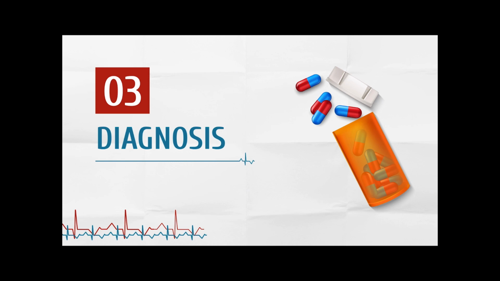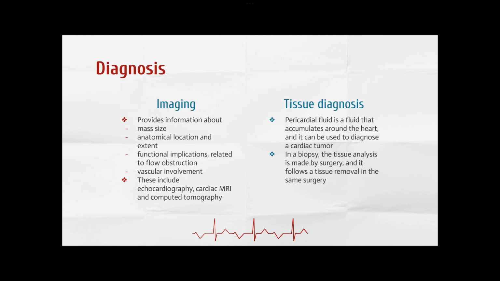So there are two main ways you can diagnose heart cancer, which are imaging and then tissue diagnosis. So imaging provides information about mass size, anatomical location and extent, functional implications related to flow obstruction, and vascular involvement. These include echocardiography, cardiac MRI, and computed tomography. Now I'm going to talk about tissue diagnosis.